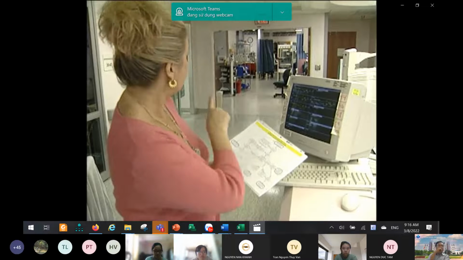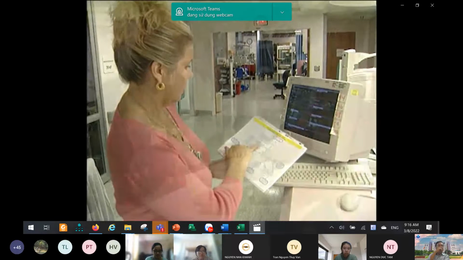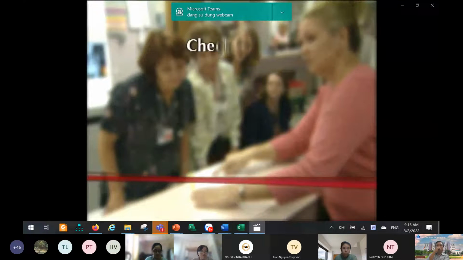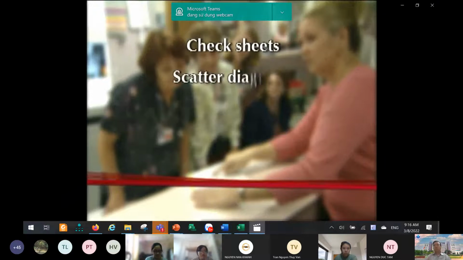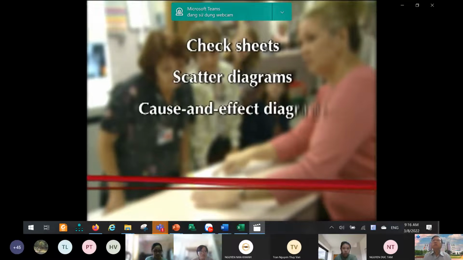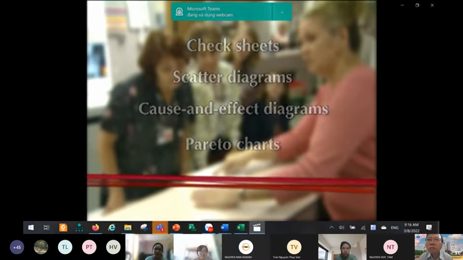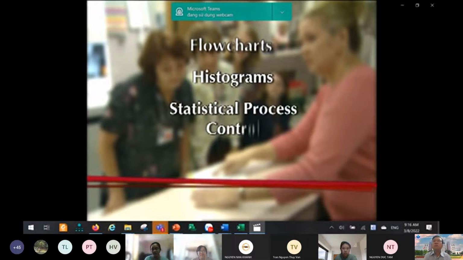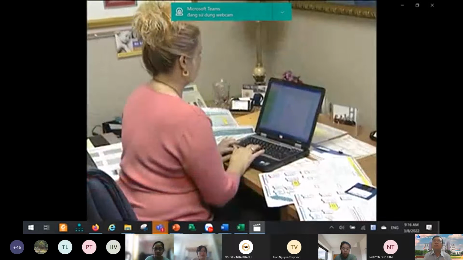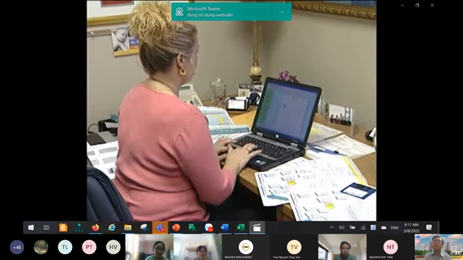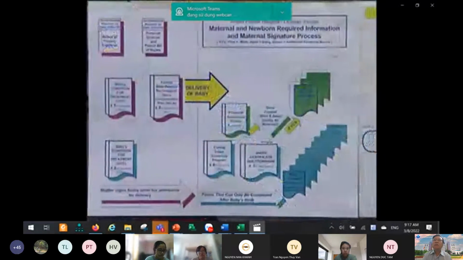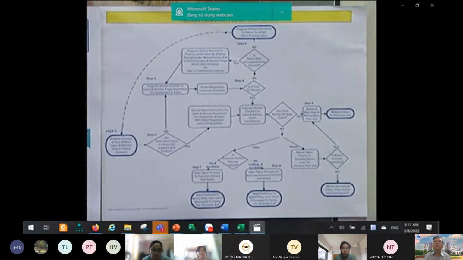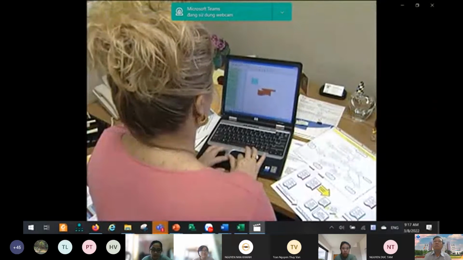As your text shows, there are tools used by many organizations to help measure their total quality management efforts. They include check sheets, scatter diagrams, cause and effect diagrams, Pareto charts, flow charts, histograms, and statistical process control. The Arnold Palmer Hospital uses Pareto charts and flow charts to give hospital personnel a quick visual overview of what's happening in-house versus internal goals and external national norms.